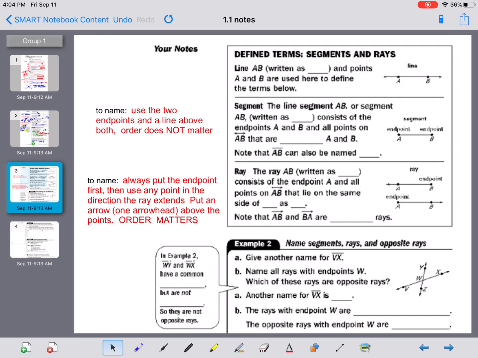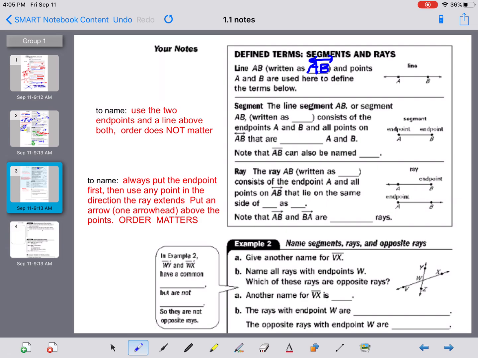Okay, some more definitions up here, and you'll notice I have some more margin notes. So we've used plane, line, and point. And now we're going to go to segments. So I have the redefined line up here, the line AB. We can write it as AB with the line above it. And points A and B are used here to define the terms below.